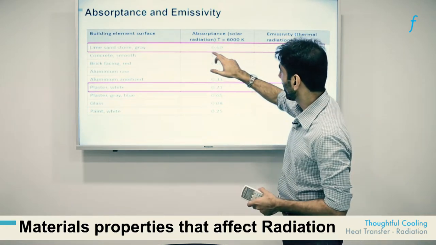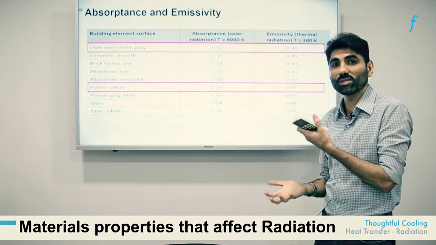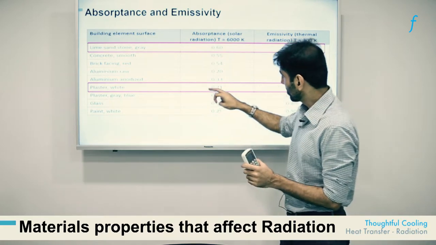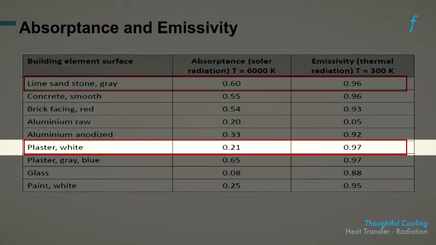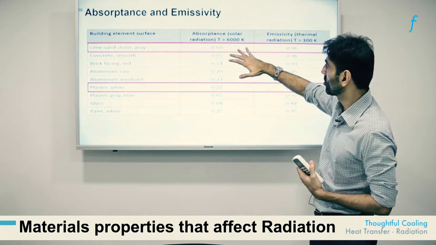As you can see, in the case of limestone versus plaster, both have similar emissivities, right? So whatever radiation is absorbed, they emit almost the same amount in terms of percentages. However, the plaster to begin with first absorbs only 21% of the solar radiation, which means that overall this material would be cooler to the touch as opposed to this.